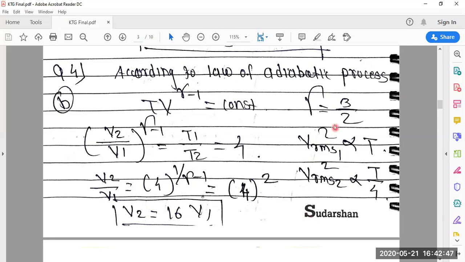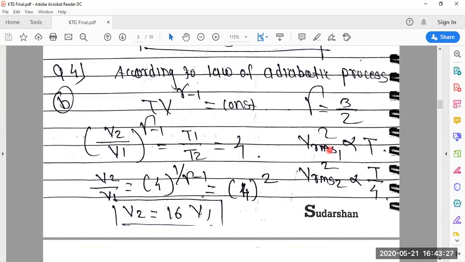The first condition given is an adiabatic process. According to the adiabatic process, write down the relation between temperature and volume: T V^(gamma minus 1) remains constant. Write down the ratio of volumes and the temperature, inversely proportional to each other, and it is equal to 4. Why is it equal to 4? Because one condition is given. When the RMS velocity gets doubled, automatically the temperature becomes 4 times.